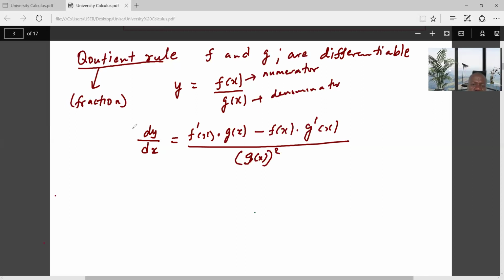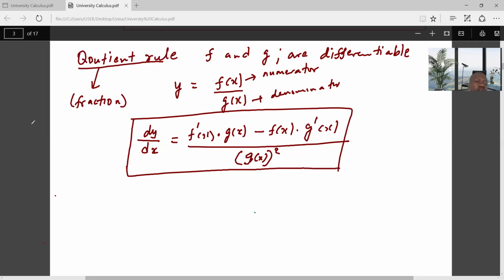The quotient rule says when you have y equals f over g, if you want to determine the derivative, you differentiate your numerator, then you leave out the denominator as it is. Then you subtract. Whatever you have differentiated, now you leave the f, and you differentiate the denominator. Everything is divided by the denominator squared. This is according to the quotient rule, ladies and gentlemen, and this is very, very important.